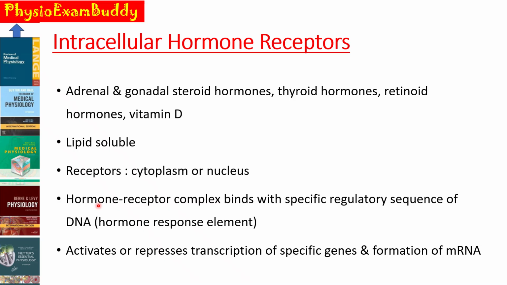Once the hormone comes and attaches to this receptor, which is either located in the cytoplasm or in the nucleus, they will bind with specific regulatory sequences of the DNA, which is also known as the hormone response element.